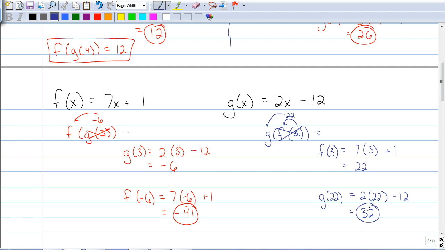So the idea here is for you to see that even though we're using the same functions and we're using the same number of 3 for both of these examples, we got 2 completely different answers, because you're changing the order in which you're putting in the numbers.